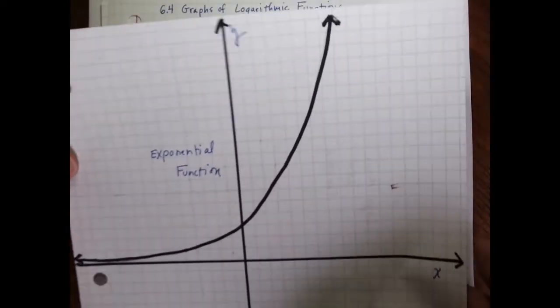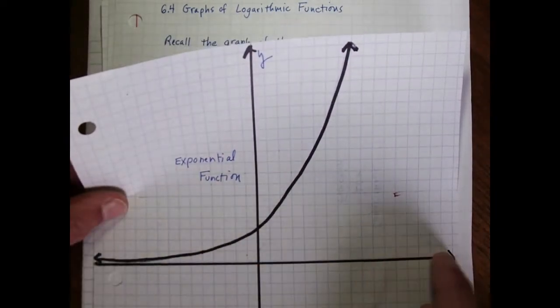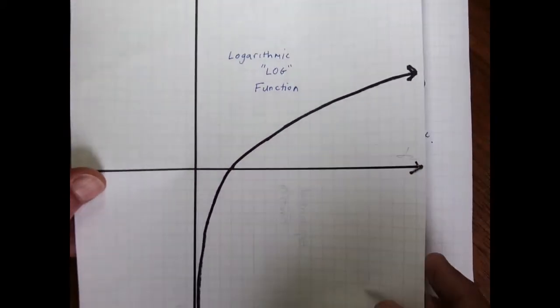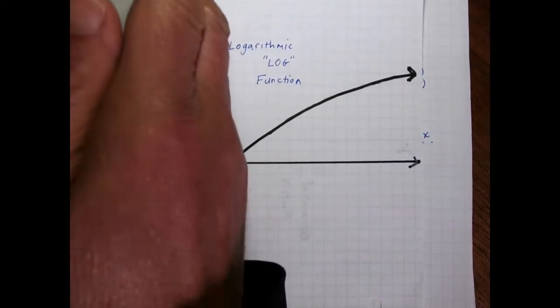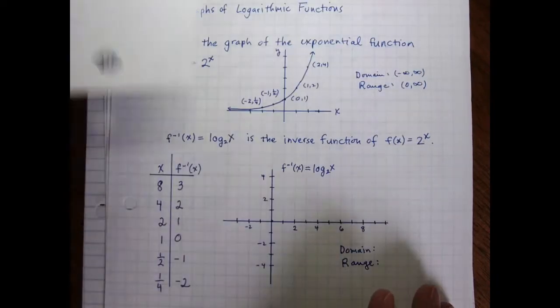And just before I put this sheet aside, the exponential function has a horizontal asymptote along the x-axis. When we interchange x and y to get the logarithmic function graph, that horizontal asymptote becomes a vertical asymptote on the graph of a logarithmic function.